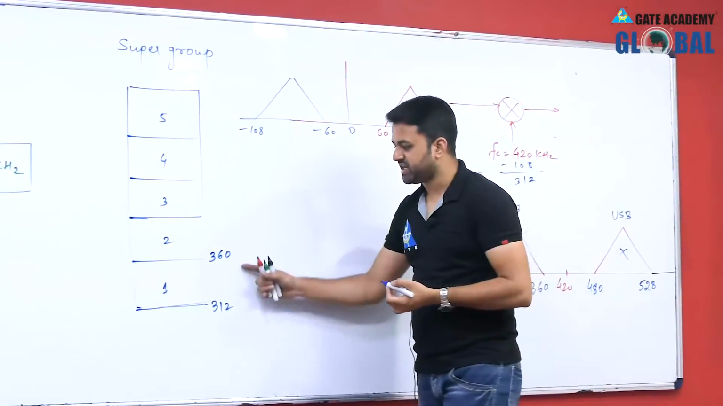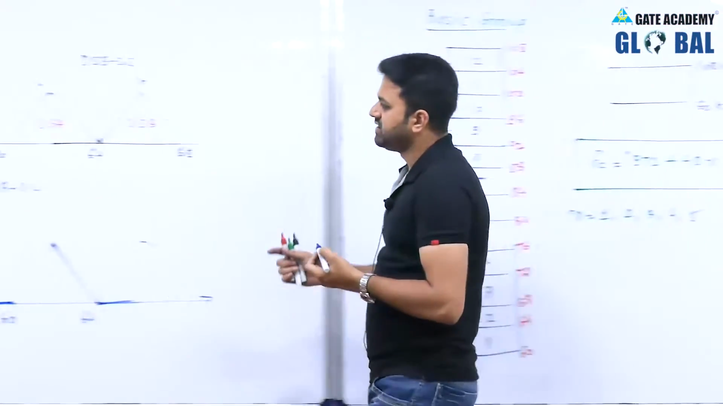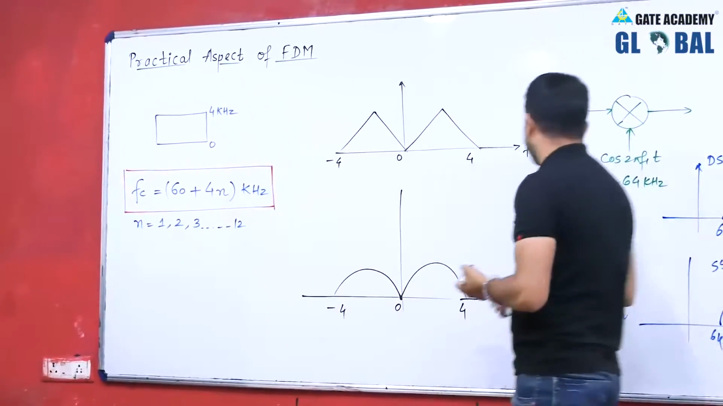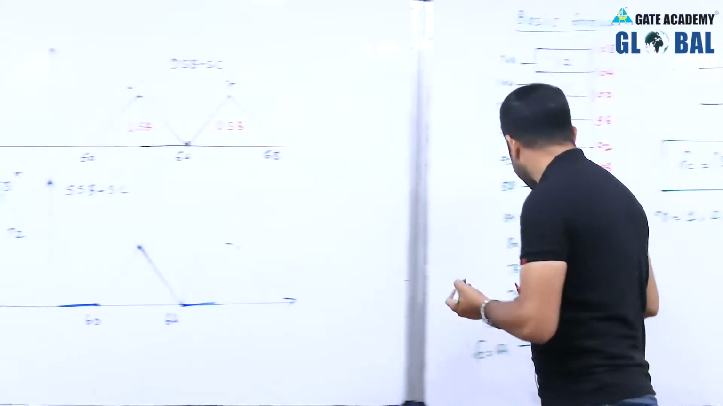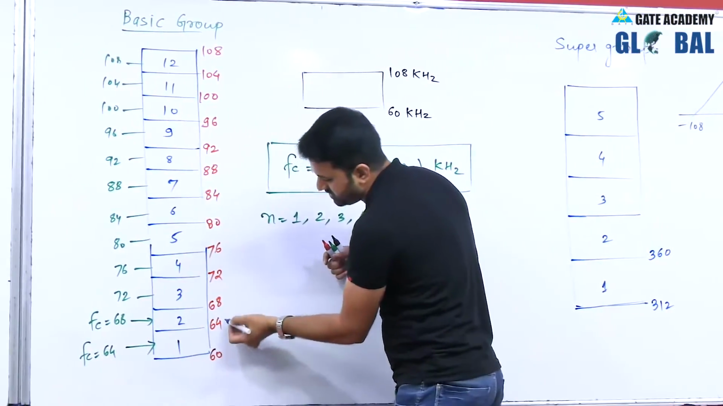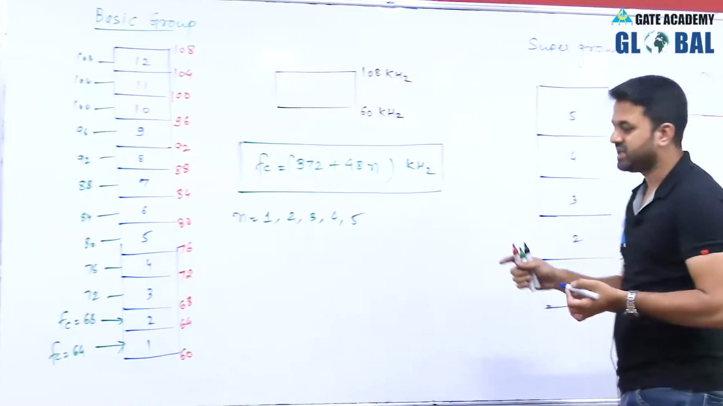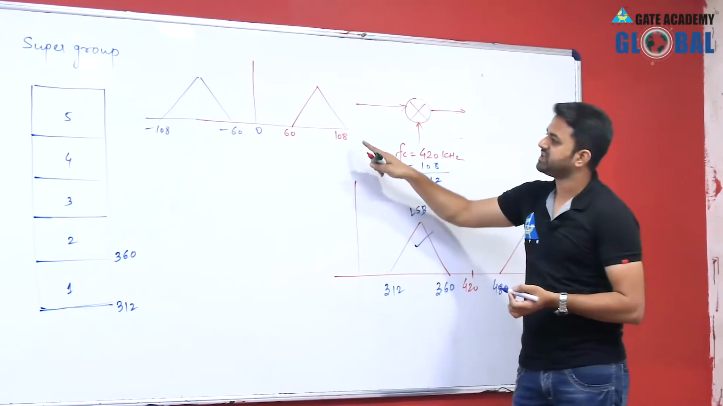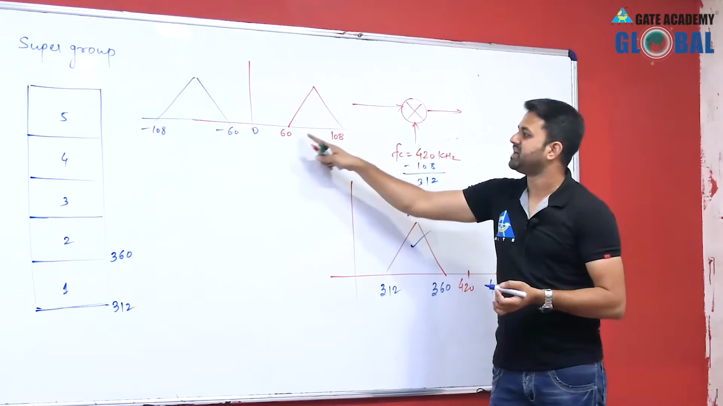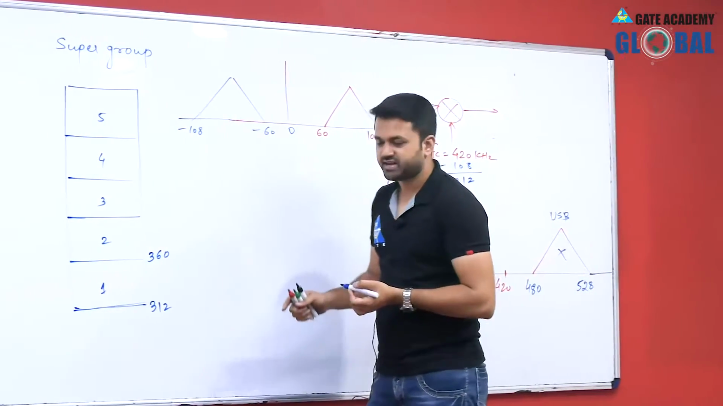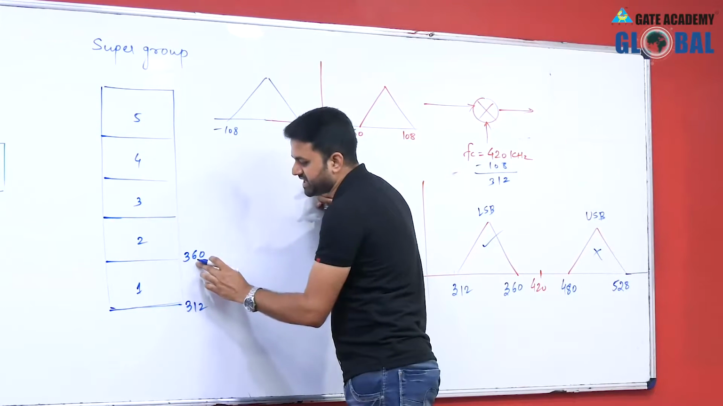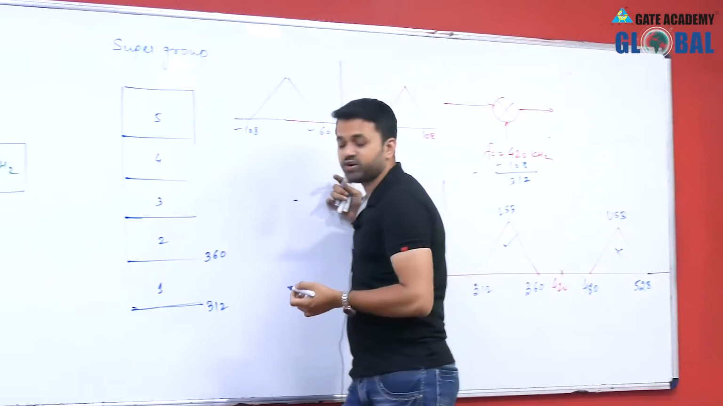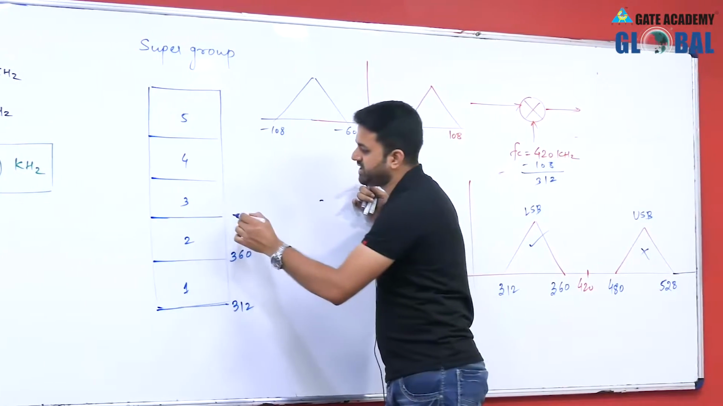So that is the gap of 48. Here this is 60 plus 4n, so the gap between the two spectrums is 4, 60 to 64 and 64 to 68. Similarly, here we are getting the gap, which is nothing but the bandwidth of this particular band pass, which is 48. So here also we are getting 48. So now to get the next range, we will add 48. If I add 48 to 360, 360 plus 40 is 400 and 408.